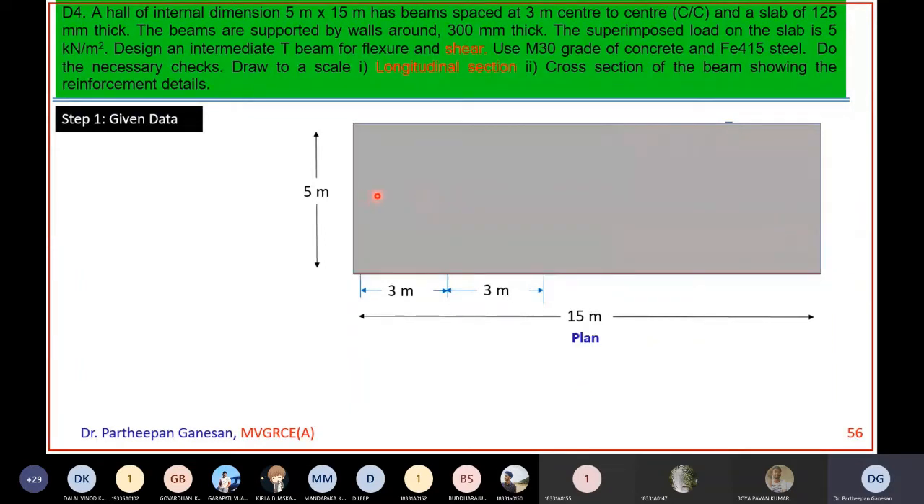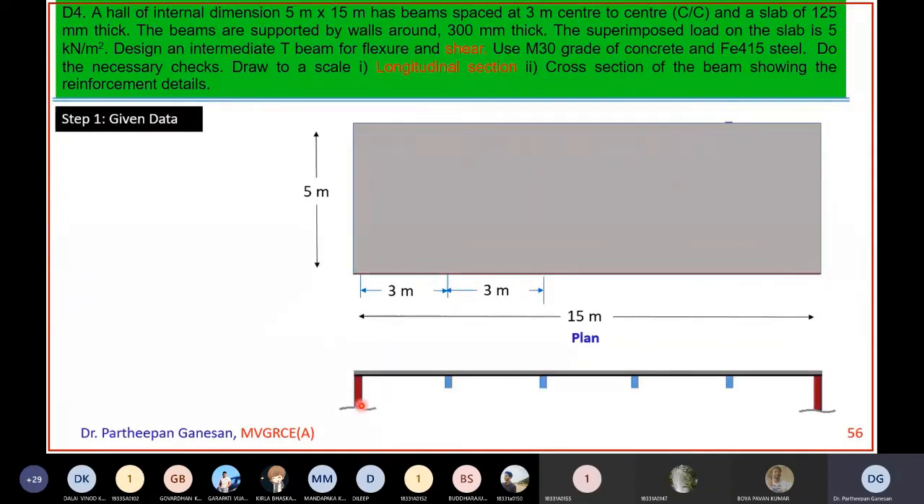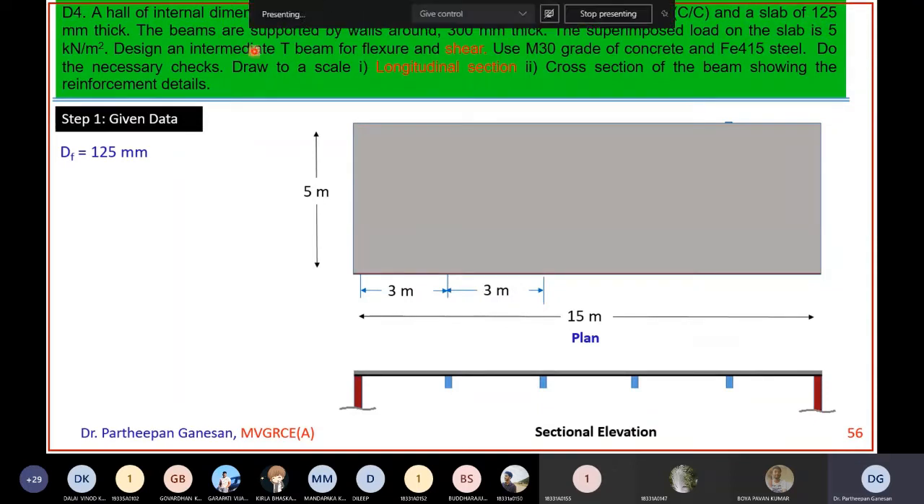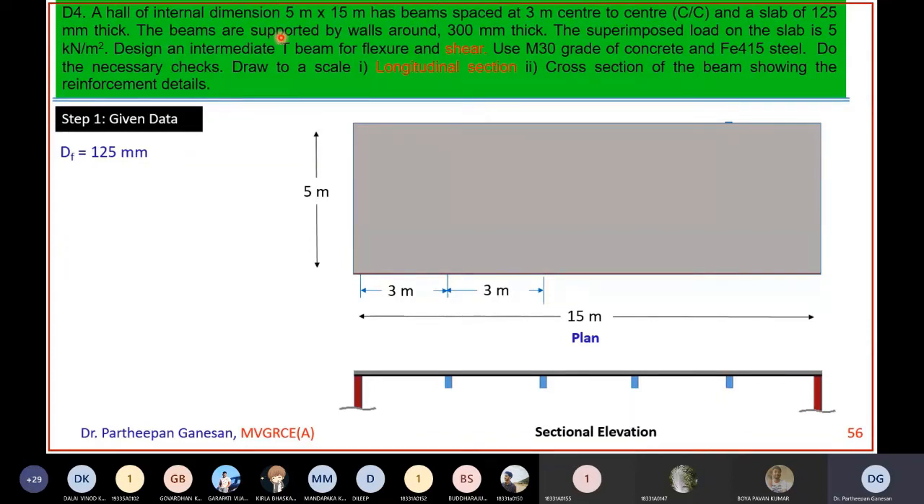Okay. So now if you take a cross section here, this is a brick wall. This is one beam, this is another beam, this is another beam, this is another beam, this is another support, this is a slab, and on top of that there will be a floor finish. So these are all the given data with respect to the room. Now in addition, you also have a thickness of slab. The thickness of this slab is given as 125 millimeters. That is here Df as per our sign convention. Now the beams are supported by walls around 300 mm, which I already told you. The width of the supporting wall is 300 mm. That's what I have written here.